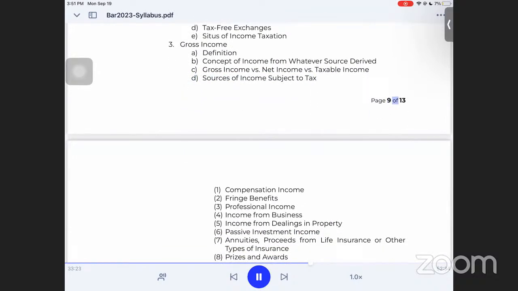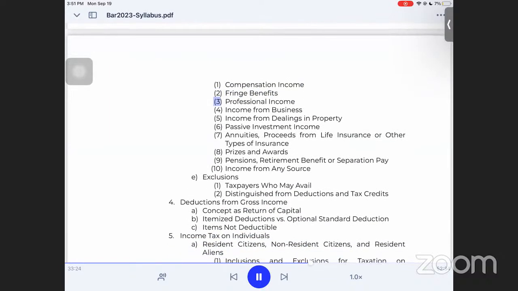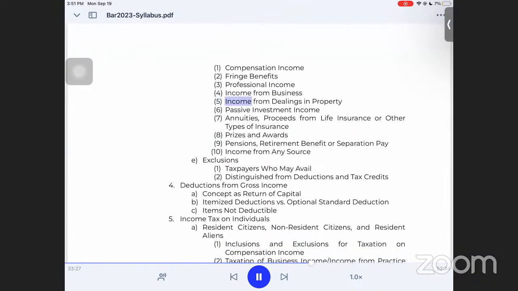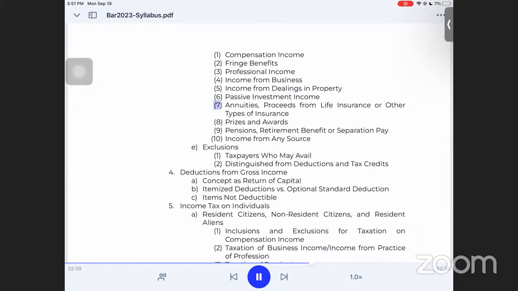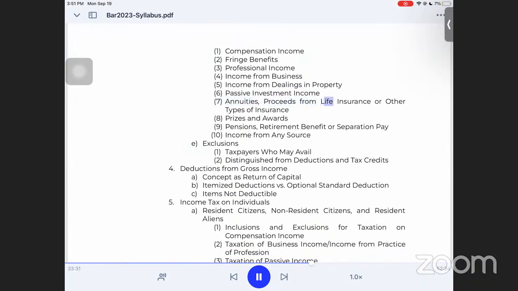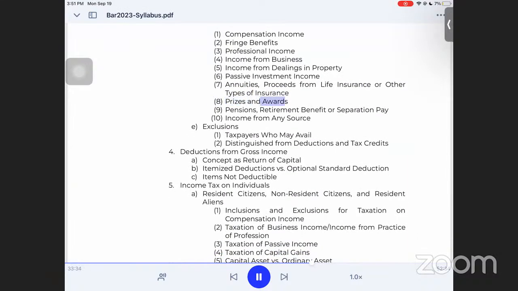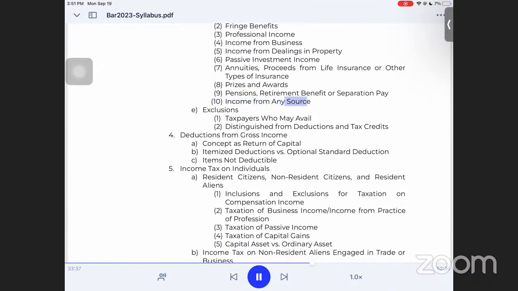Page 9 of 13. 1. Compensation income. 2. Fringe benefits. 3. Professional income. 4. Income from business. 5. Income from dealings in property. 6. Passive investment income. 7. Annuities, proceeds from life insurance or other types of insurance. 8. Prizes and awards. 9. Pensions, retirement benefit, or separation pay. 10. Income from any source.